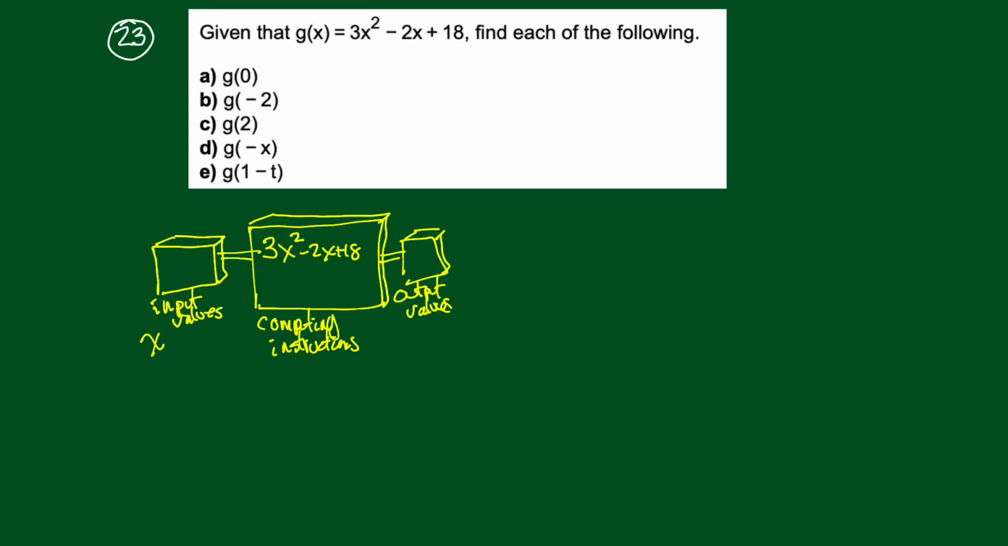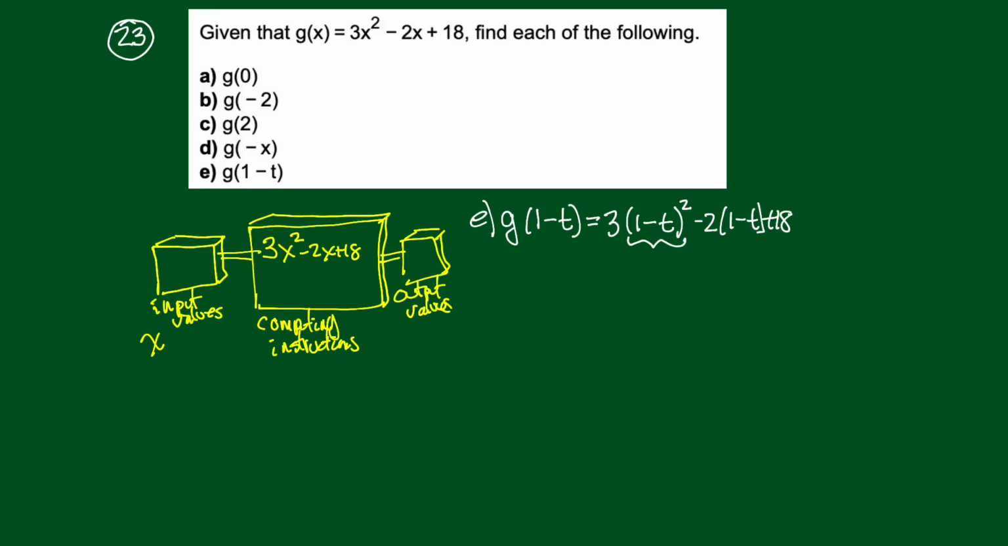Now, in part E, what we're going to put in now is a 1 minus t. All right, so what do you do with this 1 minus t? Just like we did in all the other problems, whatever you see inside here, right, that's an x. What do you do with this x? You replace this x with 1 minus t, so replace all the x's with 1 minus t. So put the 1 minus t here and the 1 minus t here. So now we are going to get 3 times 1 minus t squared minus 2 times 1 minus t plus 18.